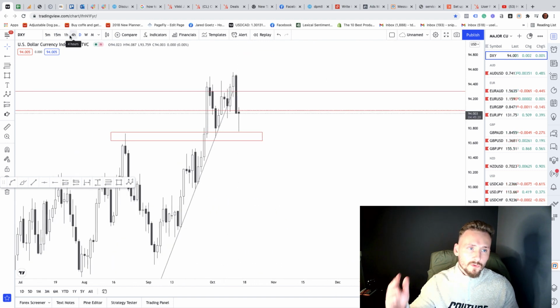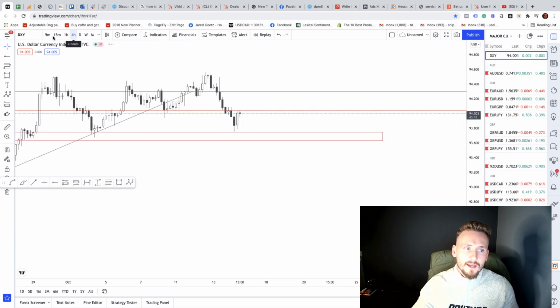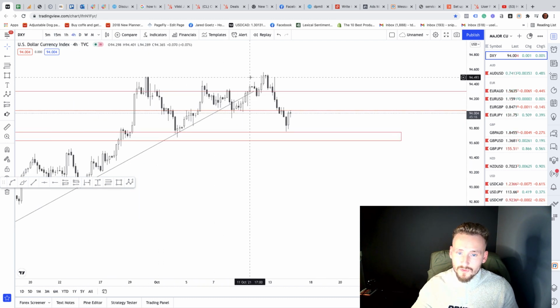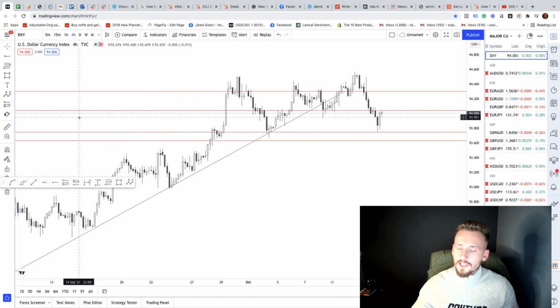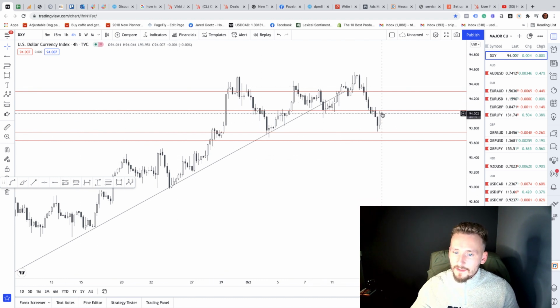But if we go down to the lower time frames, we'll get a better perspective of what's going on. So you can see we are pushing down lower. We've broken these lows, so this is new bearish structure. We're now coming back up, okay, into this little area of resistance. You can see we'll just draw it out.